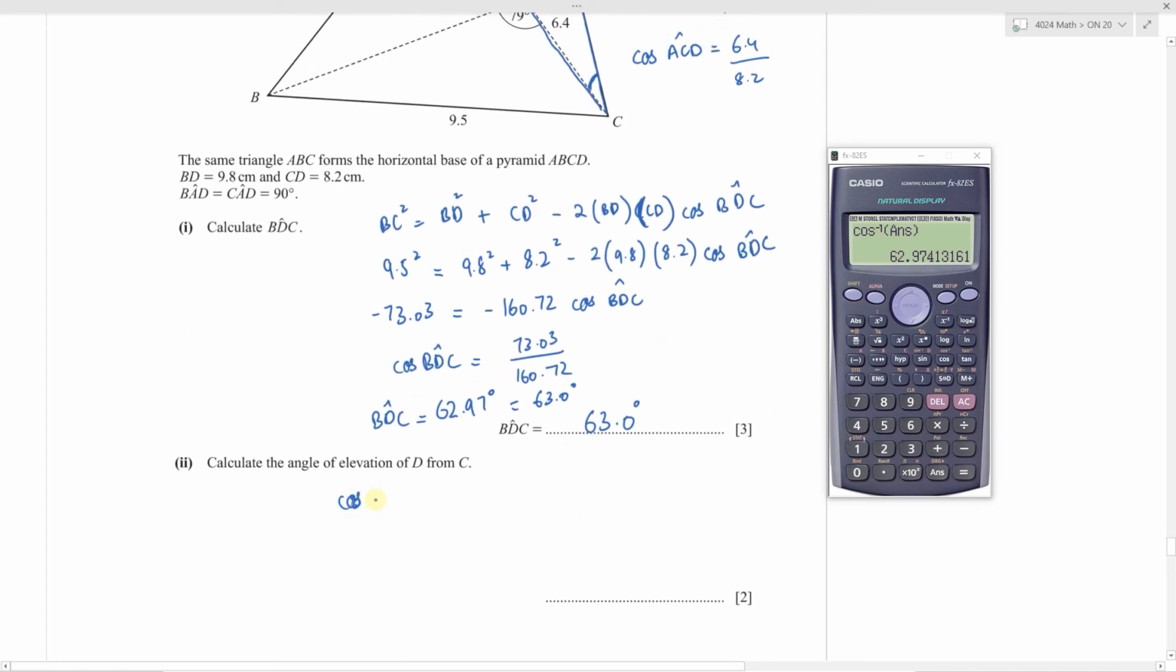Cos of angle ACD is 6.4 divided by 8.2, and this will give you the angle of elevation, which is angle ACD. 6.4 divided by 8.2, and then cos inverse, 38.69, and then up till 1 decimal place, you have to write angles up till 1 decimal place, 38.7 degrees. So this is your angle of elevation of D from C.